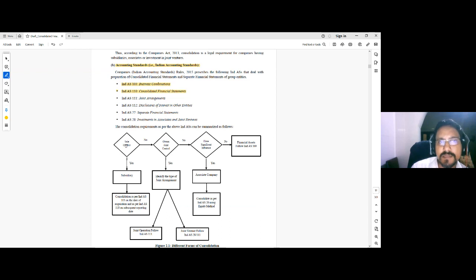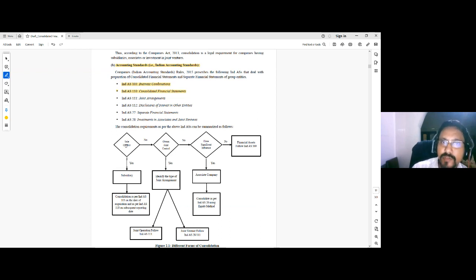Now, if your answer is no, that is, it is not under my sole control, then ask the question whether I have obtained joint control of the organization. If it is yes, then find out the type of joint arrangement. If the joint arrangement is a joint operation, which has a separate definition, then you need to follow Ind AS 111. And if it is a joint venture type, which I have already explained, then you follow Ind AS 28 or 111 for the purpose of consolidation.